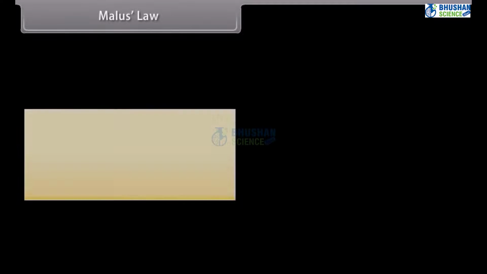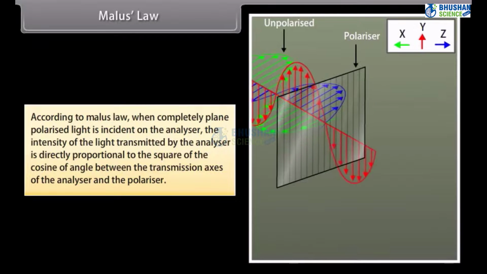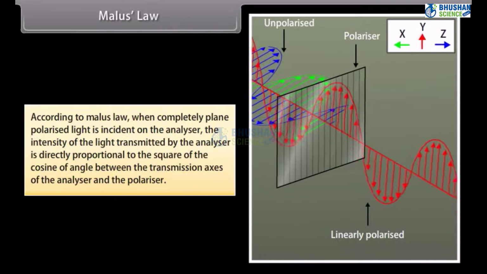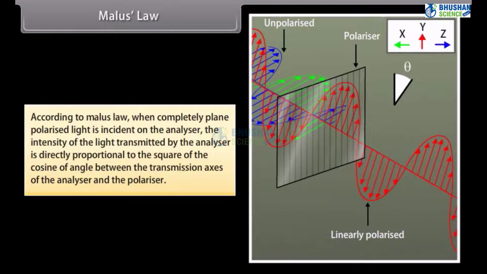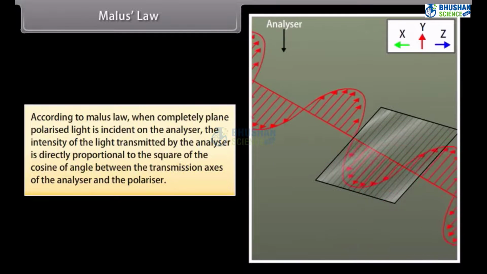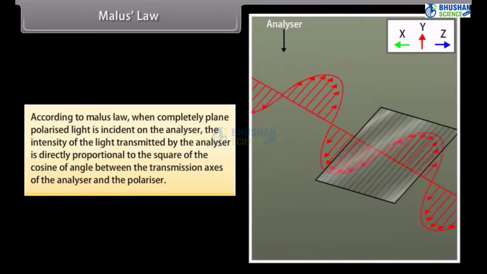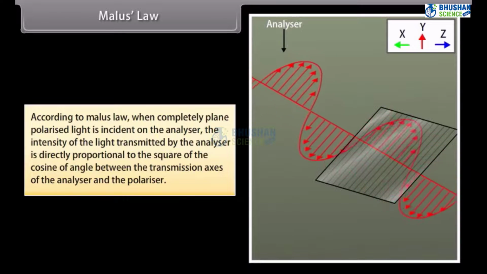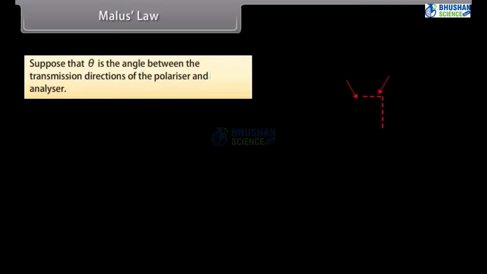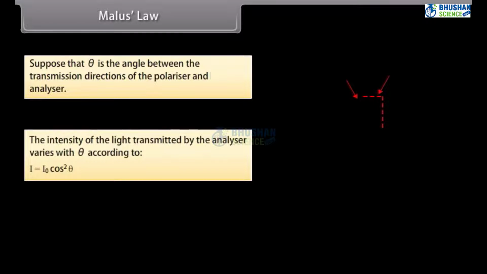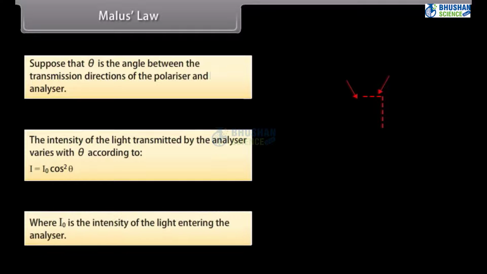Malus's Law. According to Malus's Law, when completely plane polarized light is incident on the analyzer, the intensity of the light transmitted by the analyzer is directly proportional to the square of the cosine of the angle between the transmission axes of the analyzer and the polarizer. Suppose that theta is the angle between the transmission directions of the polarizer and analyzer. The intensity of the light transmitted by the analyzer varies with theta according to I equals I naught cos square theta, where I naught is the intensity of the light entering the analyzer.